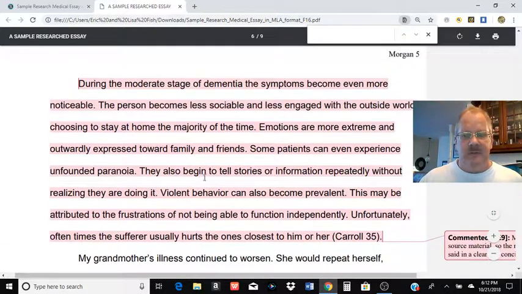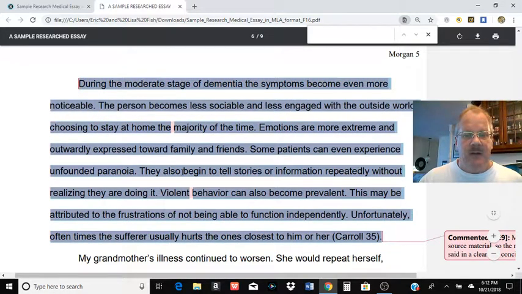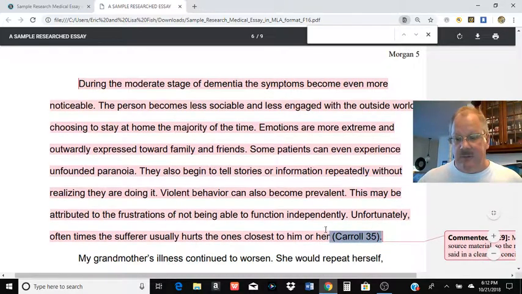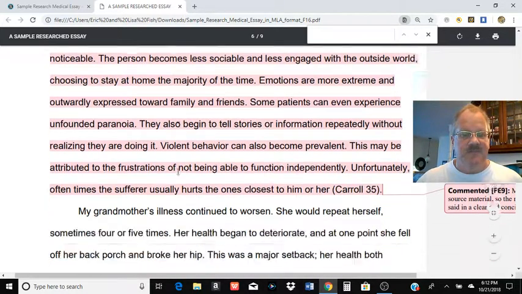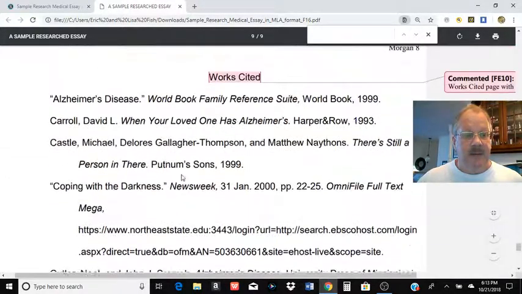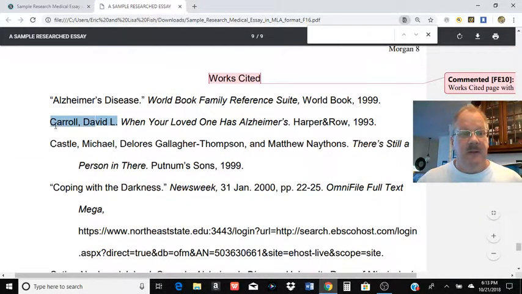There's a good paraphrase there. It's kind of longer, a little more detailed. That's kind of how they work. And again, she's making sure she cites her sources. So when we go to the works cited page, there's a Carroll there. And there it is, David Carroll.